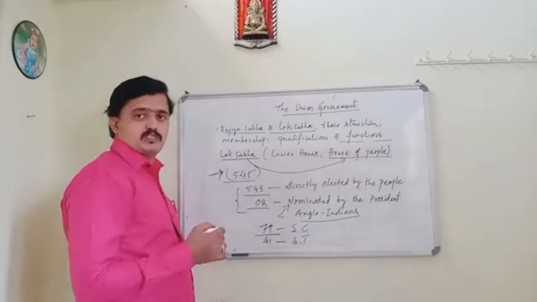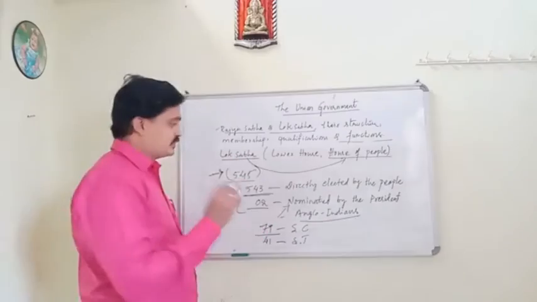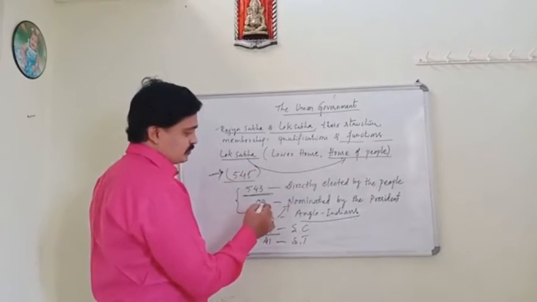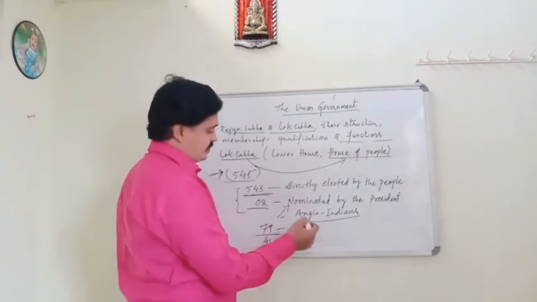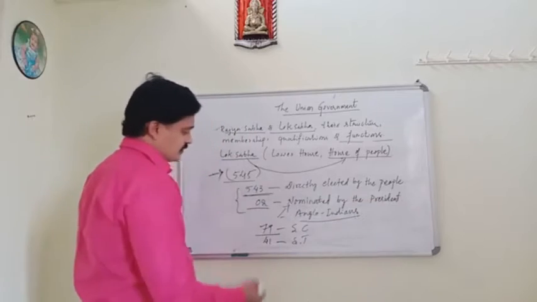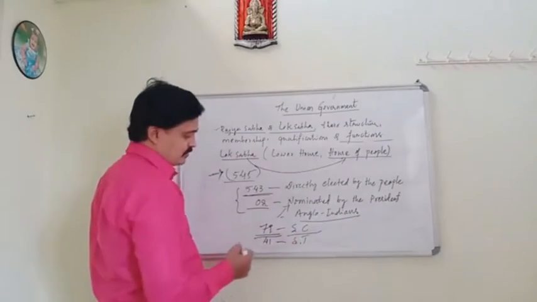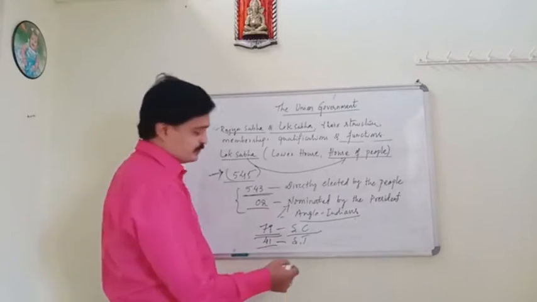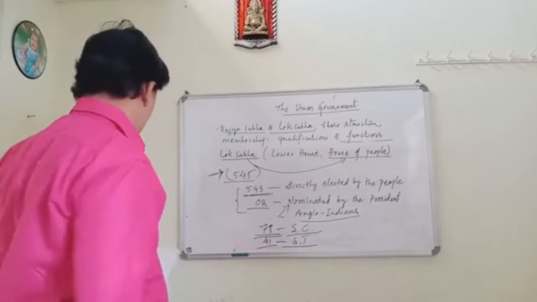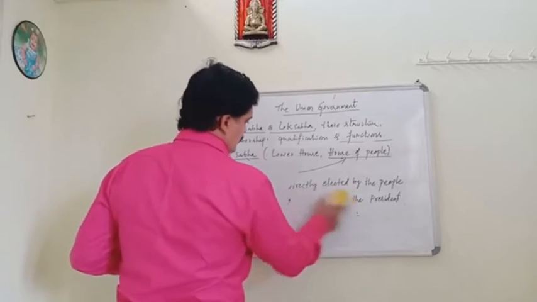545 is the maximum strength of the Lok Sabha. Among that, 543 members are directly elected by the people. The remaining two members are the Anglo-Indians, and they are nominated by the president. 79 seats are reserved for SC people and 41 seats reserved for ST people. This is the strength of the Lok Sabha.